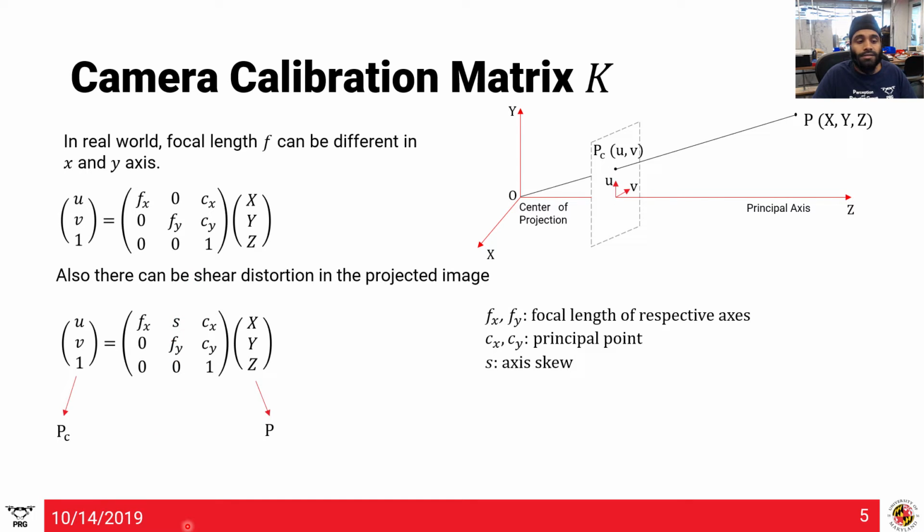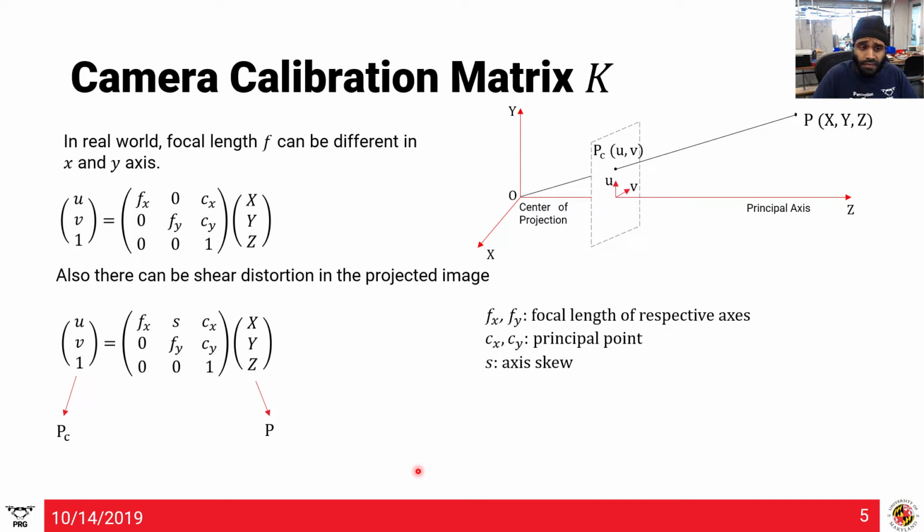This is a measure of the shear. Shear means basically if I have an image, how much it's tilted in this direction or this direction. That's what shear is. Like you take an image, you pull it from one side. That's what axis skew or shear means.